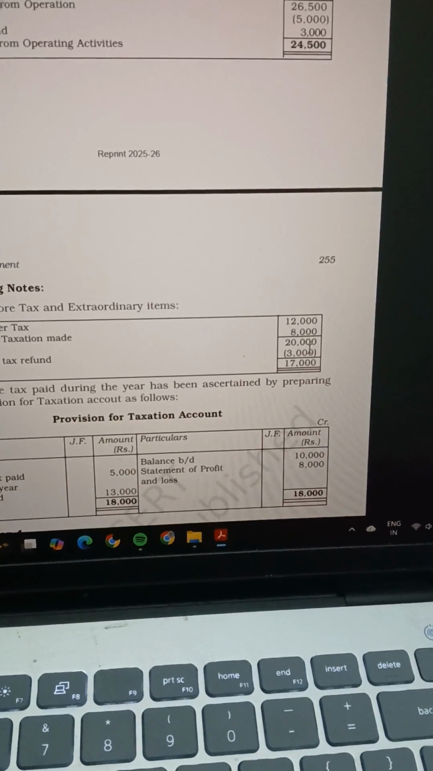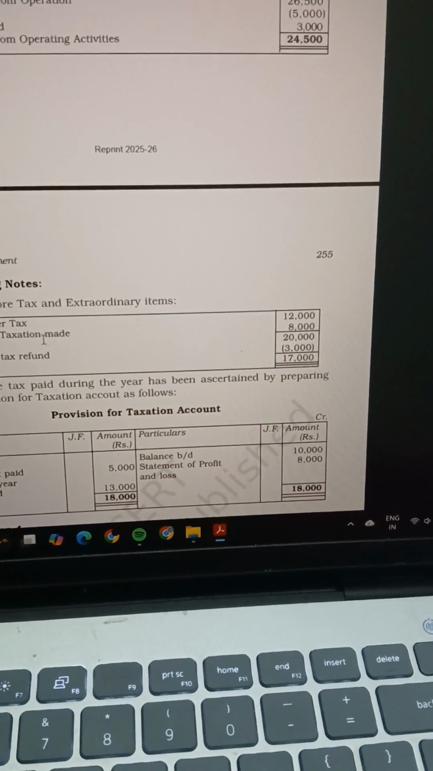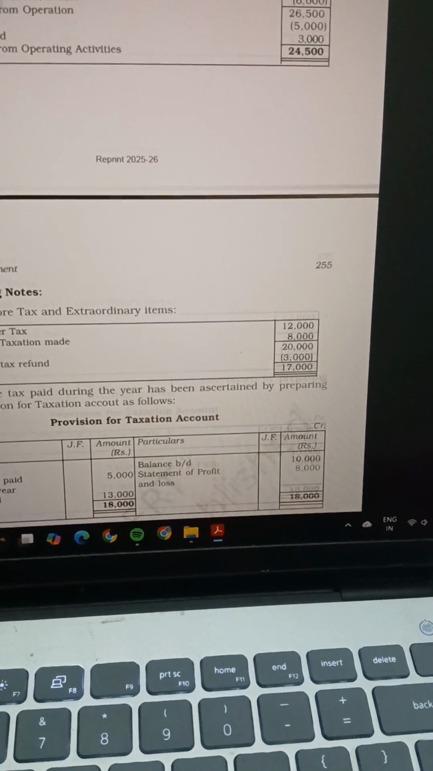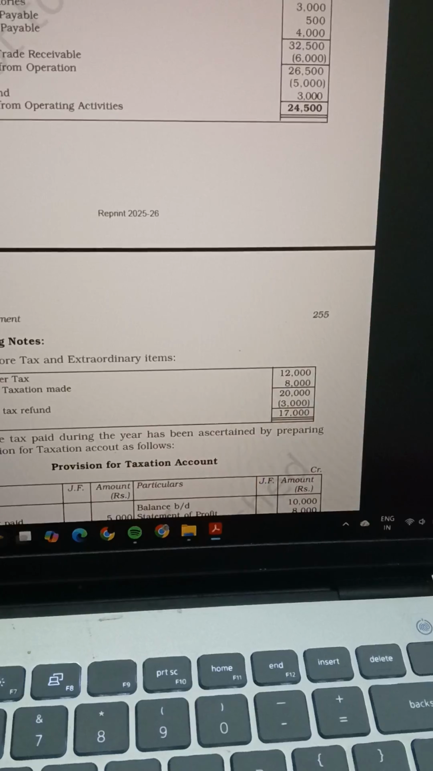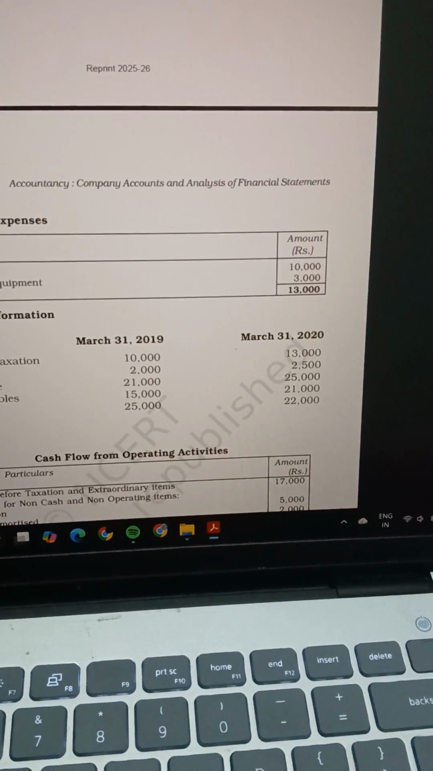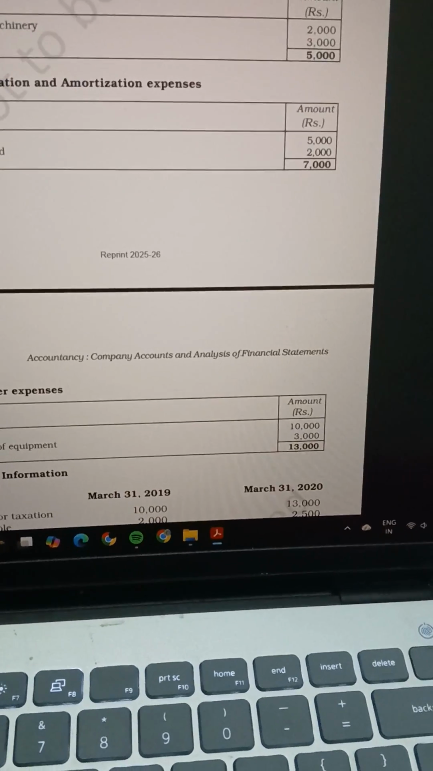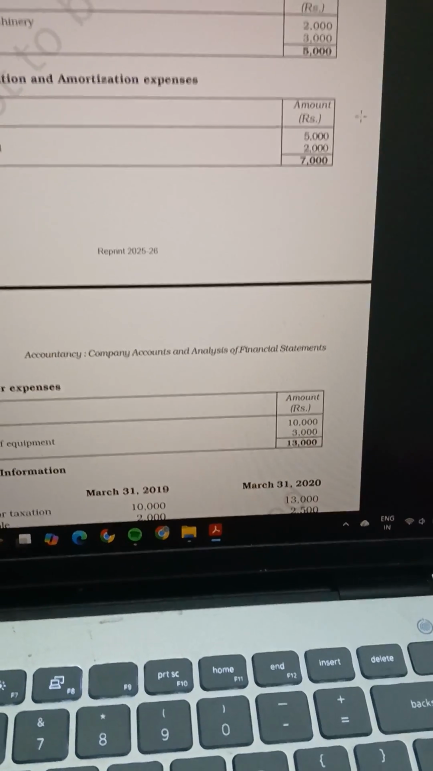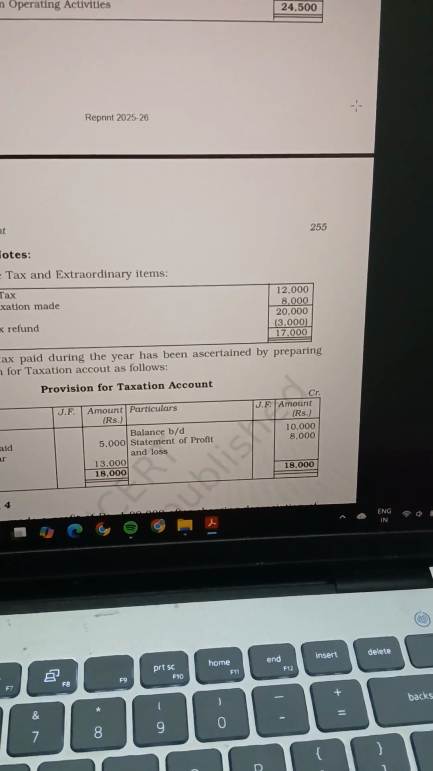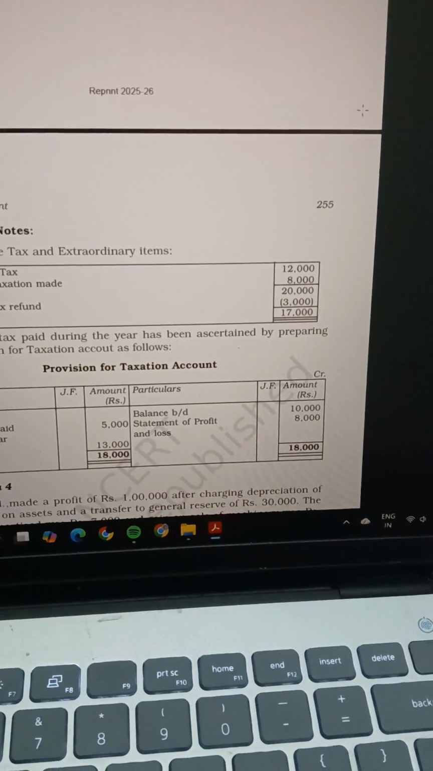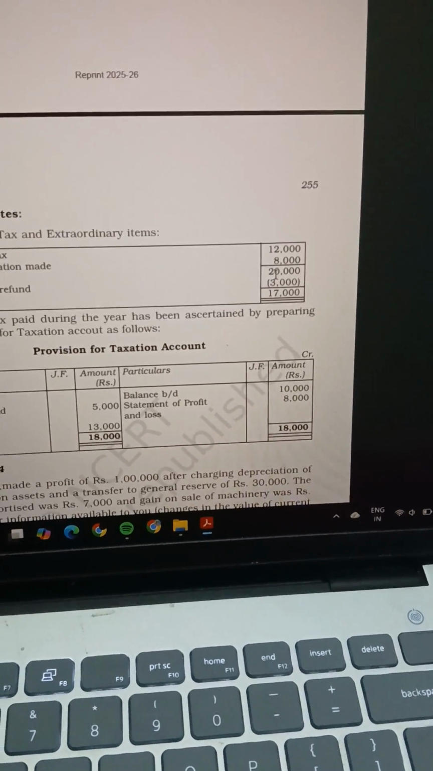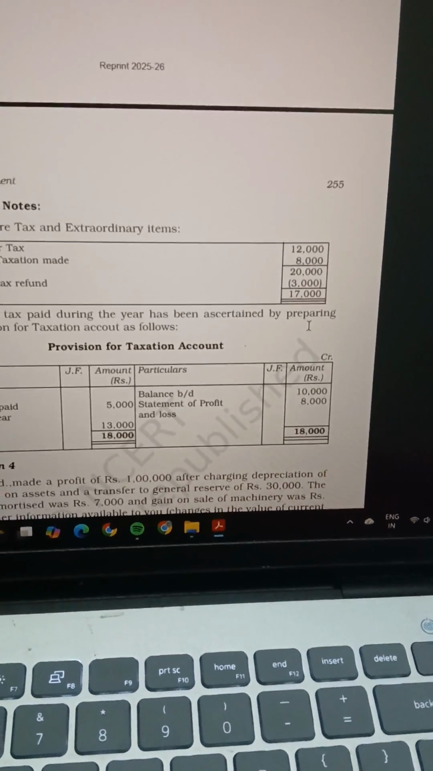That will be the amount before tax. Then there is an income tax refund. The income tax that was paid is refunded. There is an amount given there. Here it is, the income tax refund, that is 3,000. We have to reduce that amount to arrive at the net profit before tax and extraordinary items. So 3,000 we have to subtract. So 20,000 minus 3,000 will be 17,000.